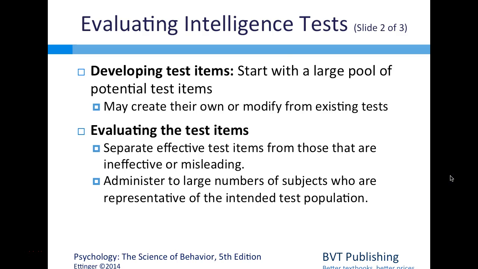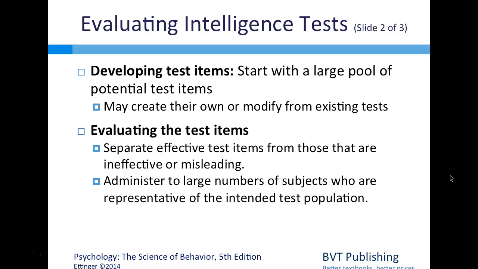So in order to develop test items, test constructors start with a large pool of potential test items and may create their own or modify from existing tests. For example, the developers of the original Stanford-Binet scale started out with many items that seemed able to differentiate between the intellects of children of different ages. Okay, then evaluating the test items is the next step.